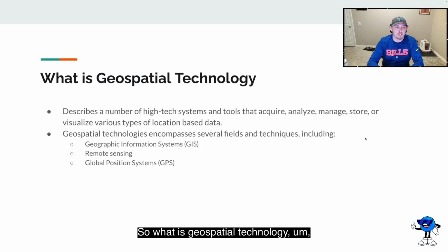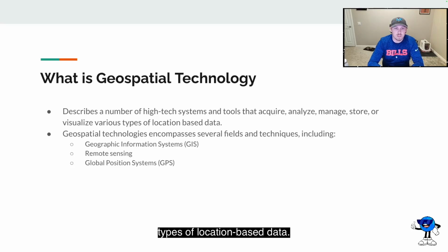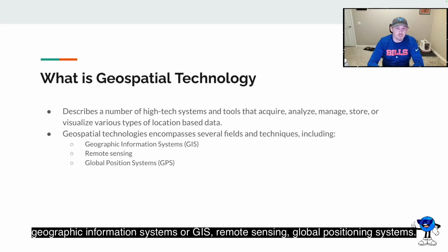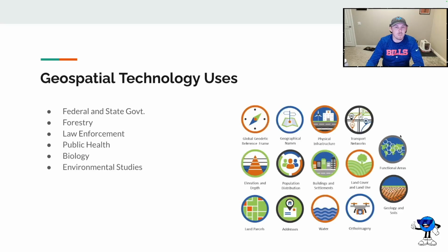So, what is geospatial technology? It describes a number of different high-tech systems and tools that acquire, analyze, manage, store, or visualize various types of location-based data. Some geospatial technologies are encompassed in several different fields and techniques. Of these are geographic information systems, or GIS, remote sensing, and global positioning systems. I'll go over each of these throughout this lecture and give some examples.